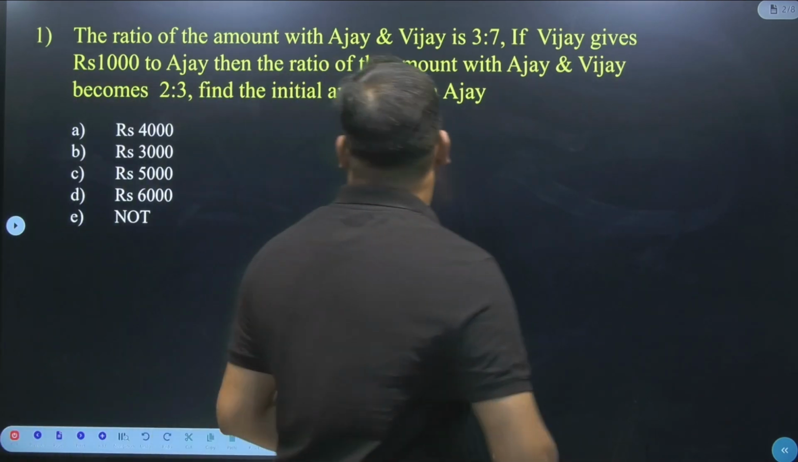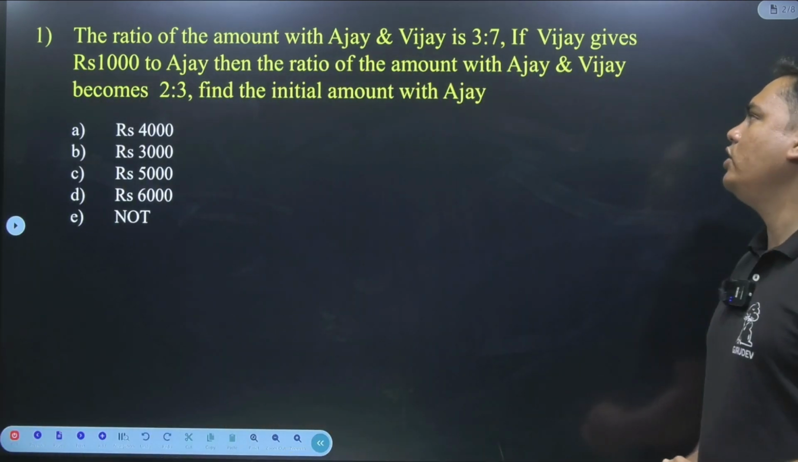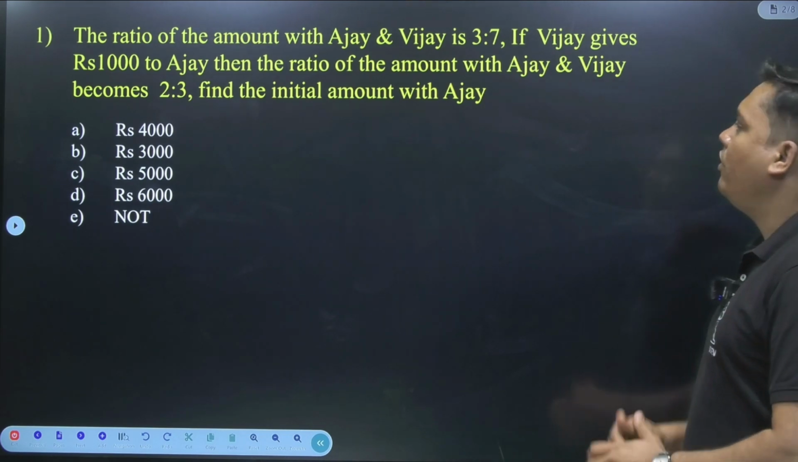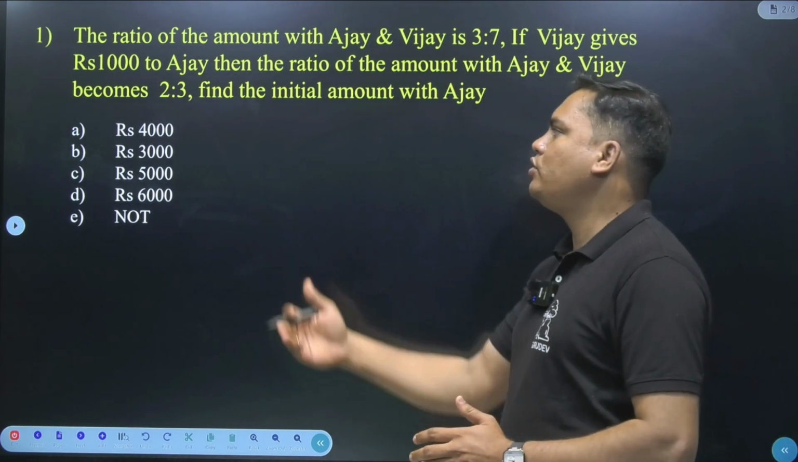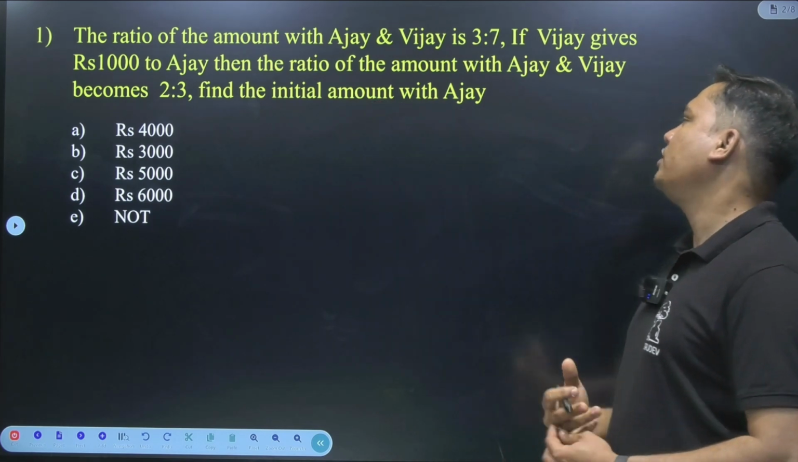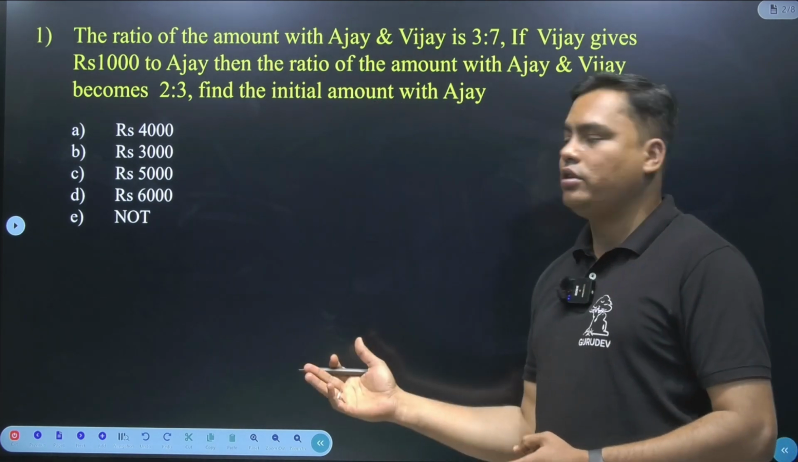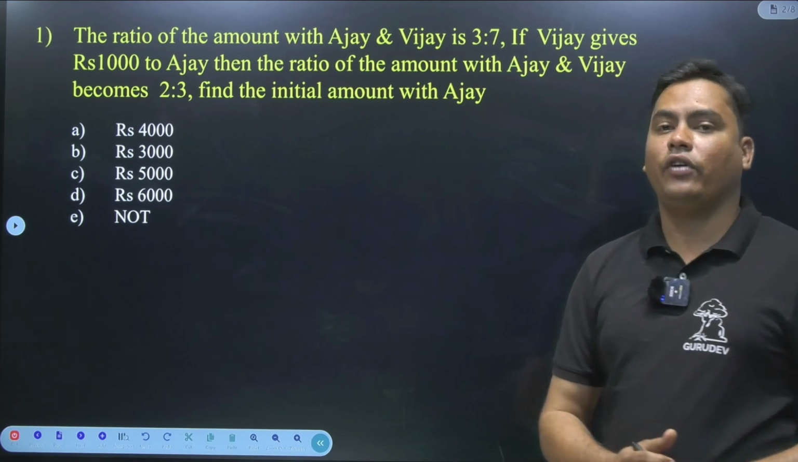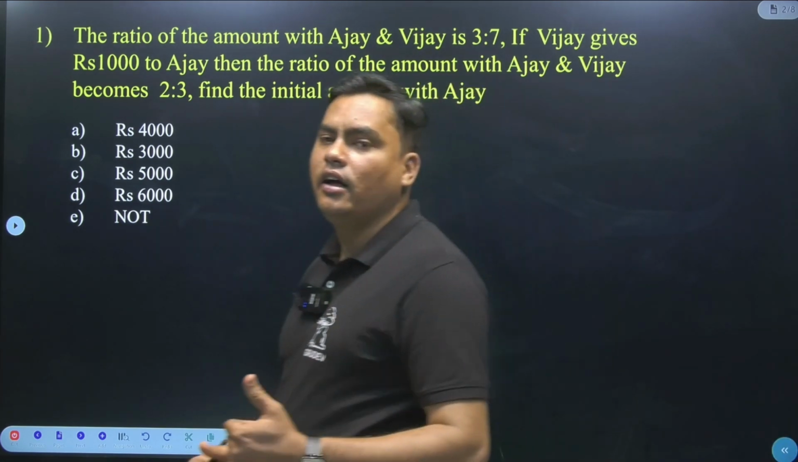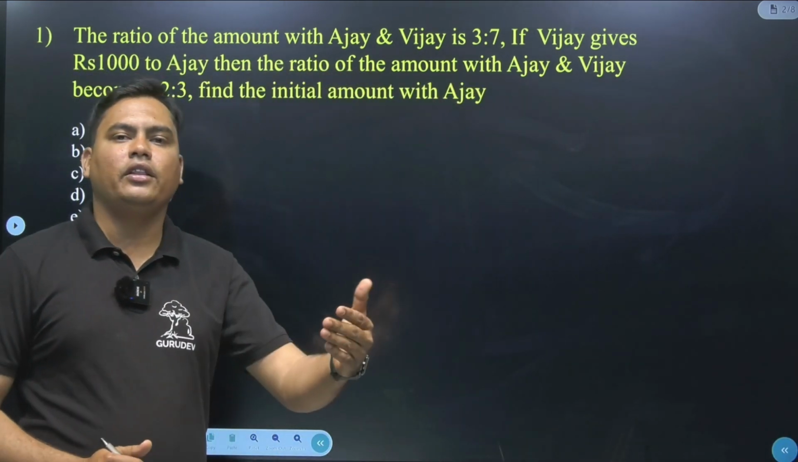The amounts with Ajay and Vijay are in the ratio 3:7. If Vijay gives 1000 rupees to Ajay, then the ratio of the amounts with Ajay and Vijay becomes 2:3. Then find the initial amount of Ajay. First we'll understand the basic concept, then we'll go with the cross multiplication.